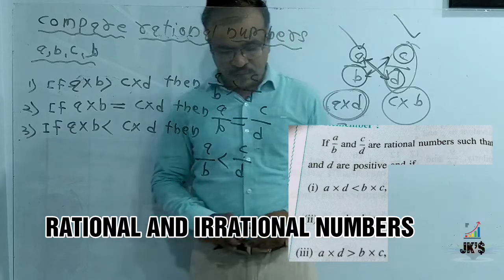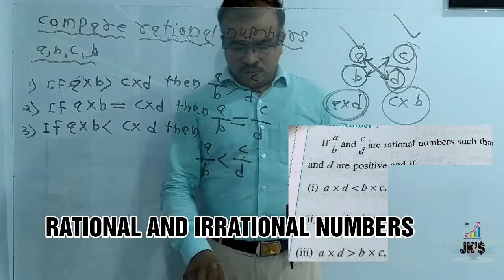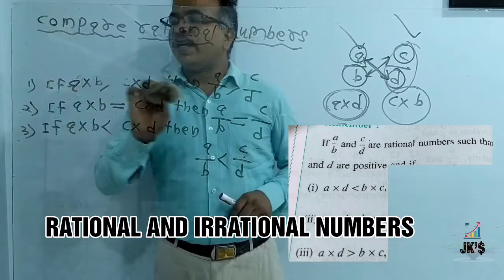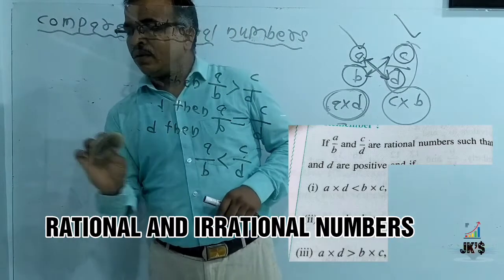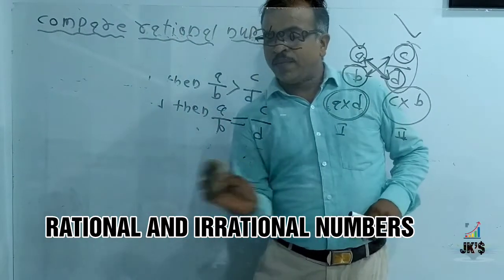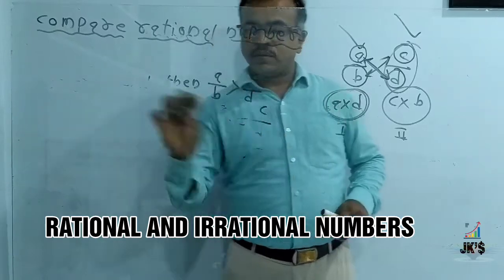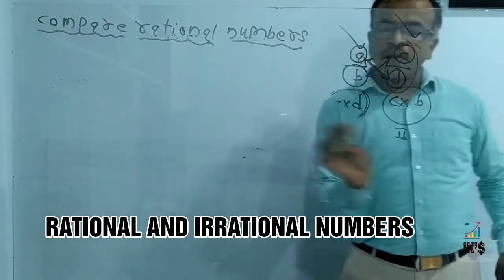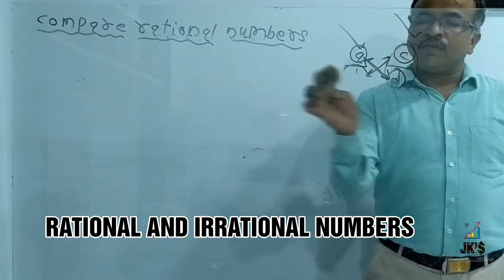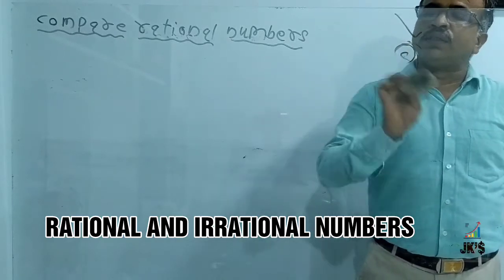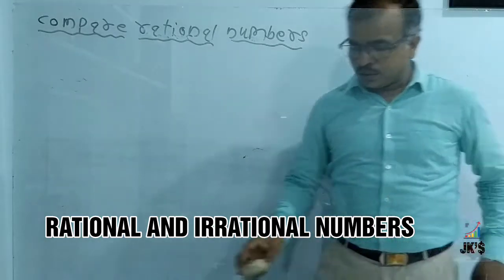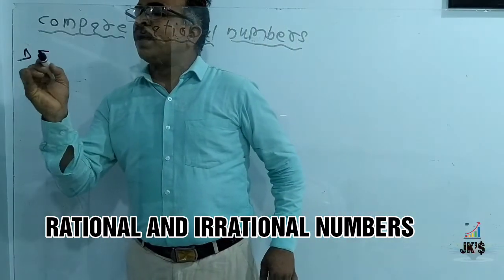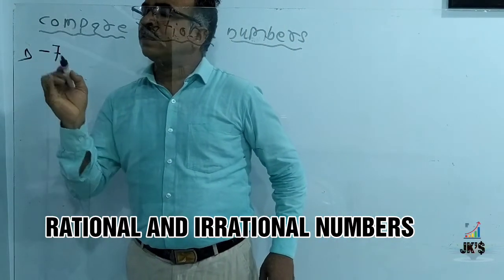Now we go for practice set 1.2. The question statement is: compare the following numbers. The first pair is minus 7 and minus 2.